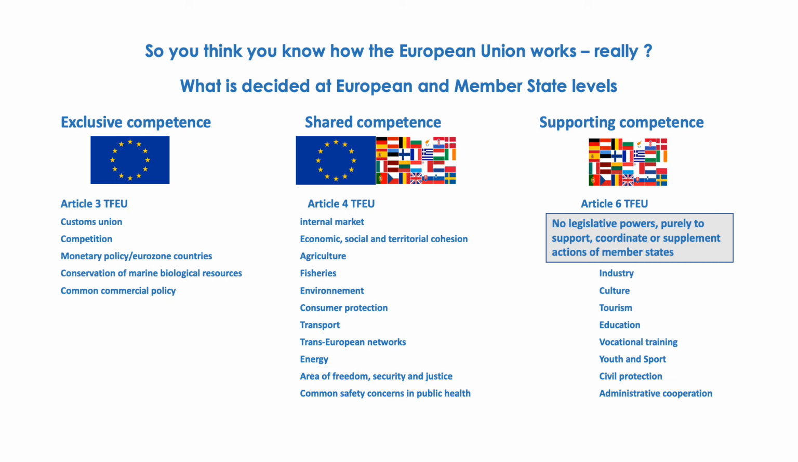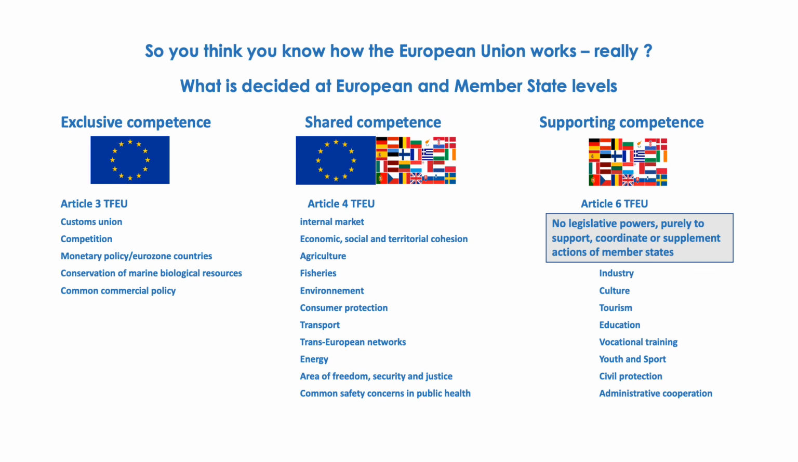There are three categories of competencies. An exclusive competence, when member states have decided to transfer the whole of their powers, their competencies in an area, such that member states can no longer legislate in their home countries, but everything must be decided at the EU level. There are few exclusive competencies, for instance, the common commercial policy, competition, or the management of the euro.